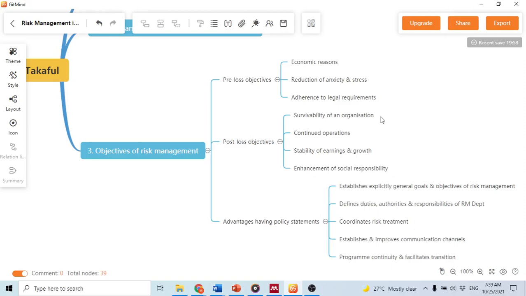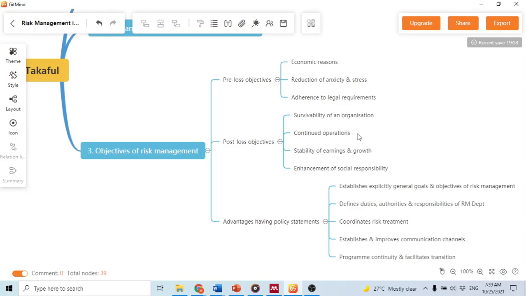And then the second post-loss objective is to ensure that the institution can continue the operations. For established organizations such as banks and public utility companies that have close rapport with the community, this objective of continued operation even after a loss is very vital. It's very important. Such organizations need to continue to render their services to the public even in the face of setbacks. For this to happen, a well-developed risk management program needs to be in place.